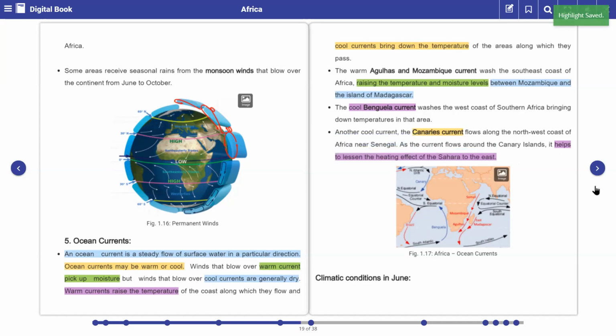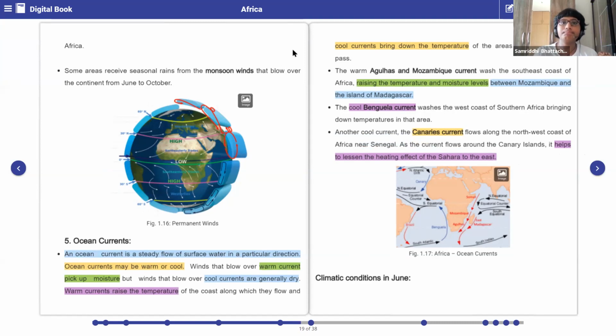So what particular work is this current doing? First of all, it is flowing where? In the northwest coast of Africa. And what is it doing? As the current is flowing, what is it helping? What is the work this current does? Lessen the heating effect of the Sahara. Very good, Saad. So it is lessening the heating effect of the Sahara, to the east.